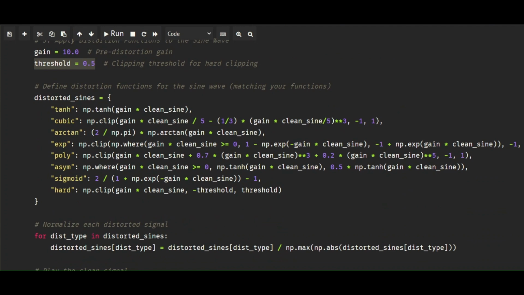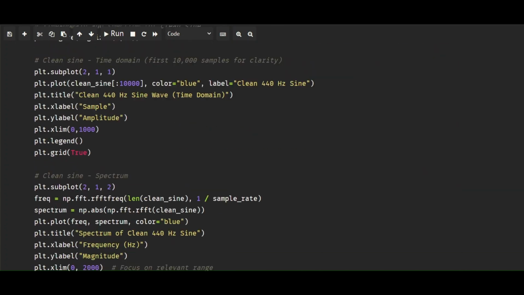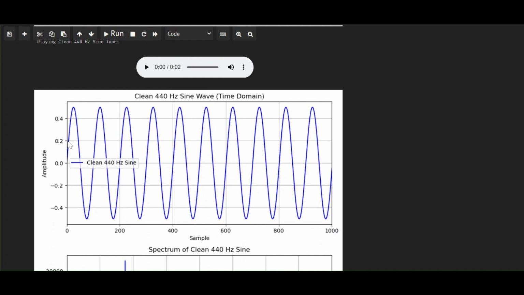Here I'm going to pass this clean sine wave through all these nonlinear functions one by one, and then plot the clean signal as well as what is coming out of these 8 nonlinear functions. So if you see, here is my 440 hertz clean signal, a pure sine tone, and this is how it sounds.